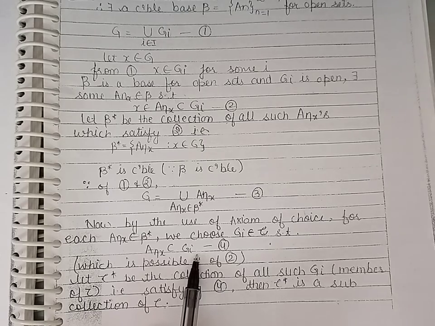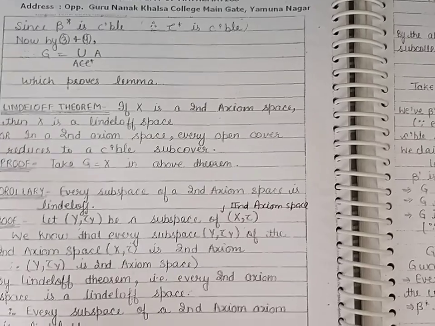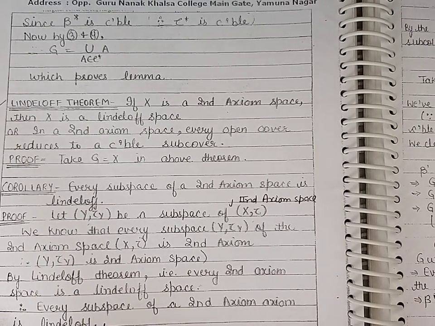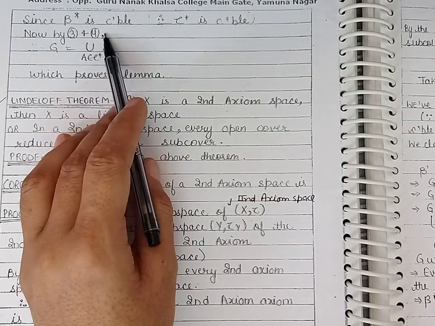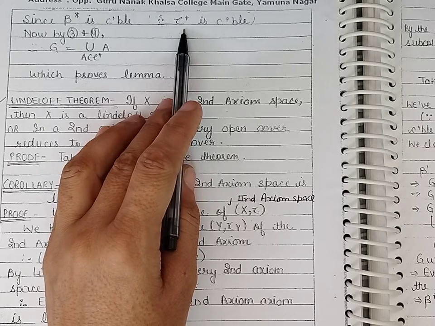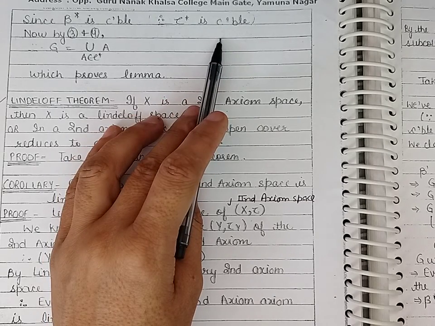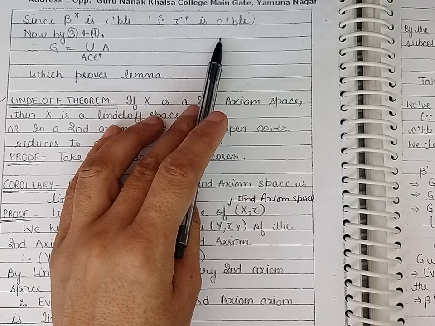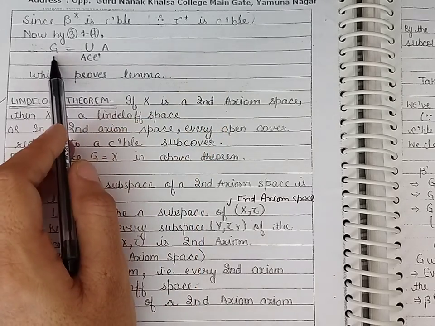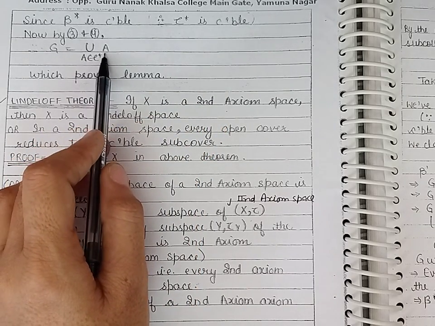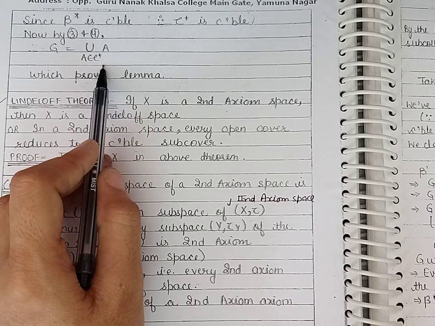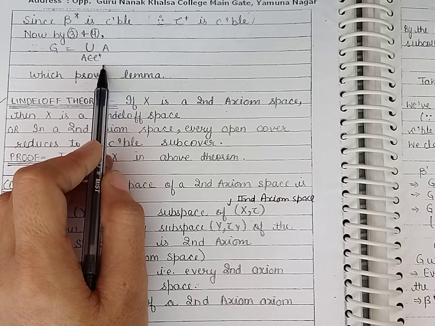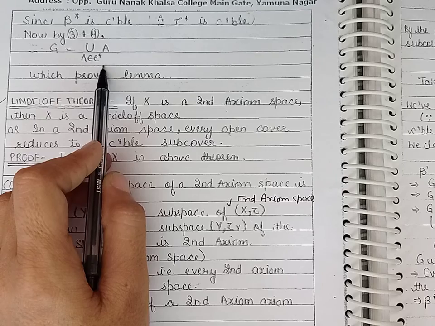Then we can say that E star is a subcollection of the collection E, and because beta star is countable, this collection E star is countable. And from the equations 3 and 4, we can see that G can be written as union of A, where A belongs to E star. So this completes the proof of the lemma.